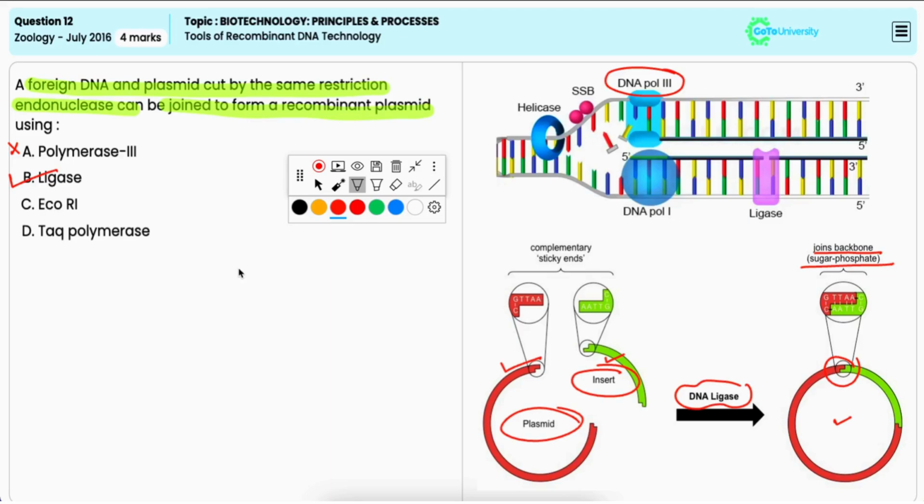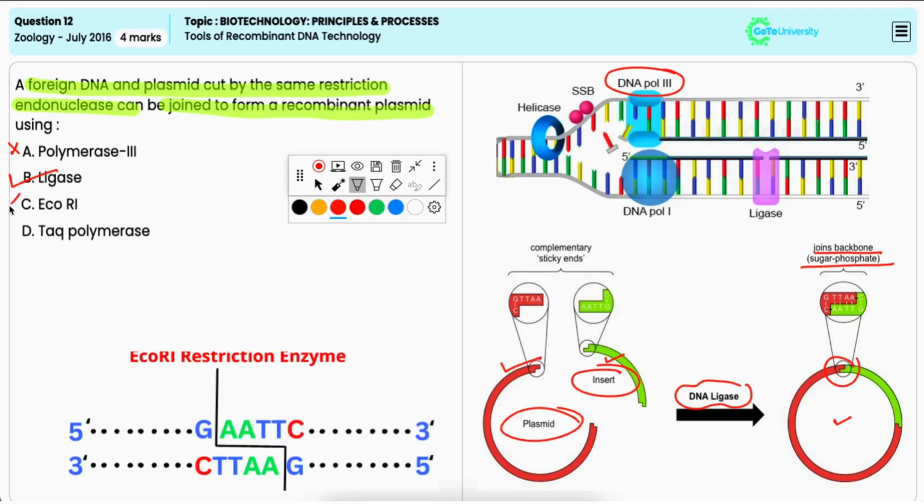Option C, EcoR1. It is incorrect because it is a restriction endonuclease that is used to cut the DNA at specific recognition sites. Option D, Taq polymerase. It is also incorrect because it is a thermostable DNA polymerase that is used in polymerase chain reaction to amplify DNA sequences, but it does not have the ability to join DNA fragments.